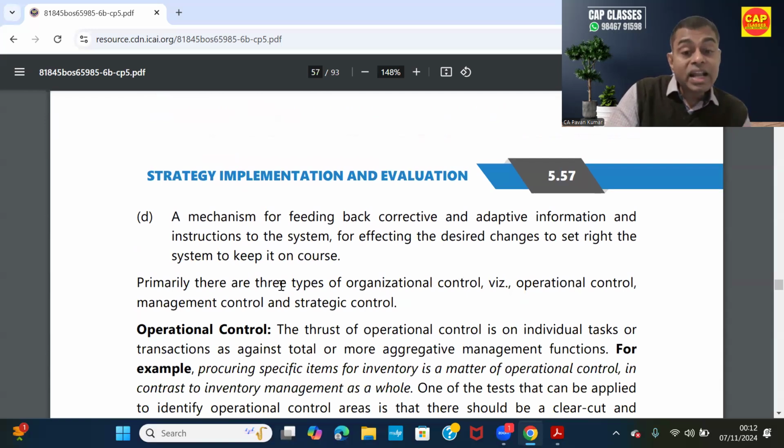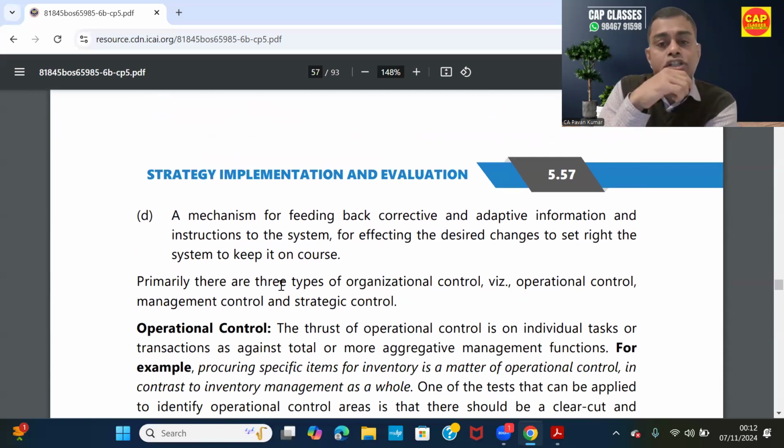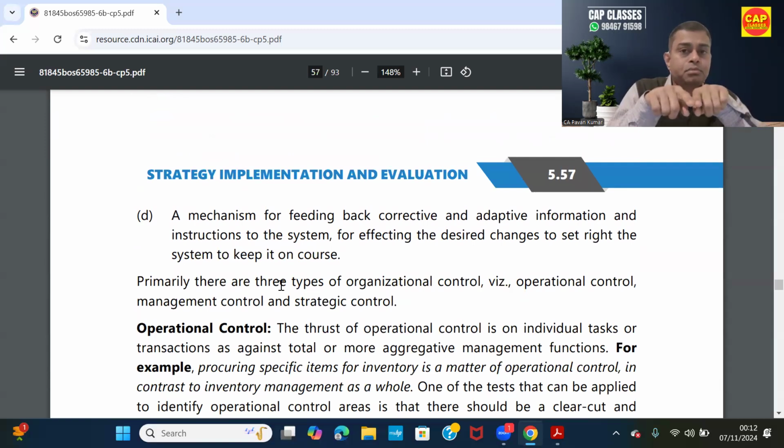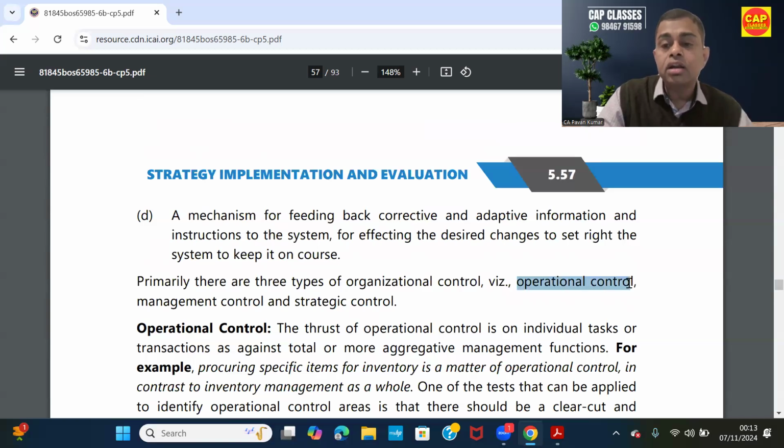Now, there are three types of control. Oh my gosh, this is very important. One is operational control, third layer. Remember the triangle, the management pyramid: top level, middle level, lower level. Lower level is also known as operational level, functional level. So the control can happen at operational level, which is called operational control.